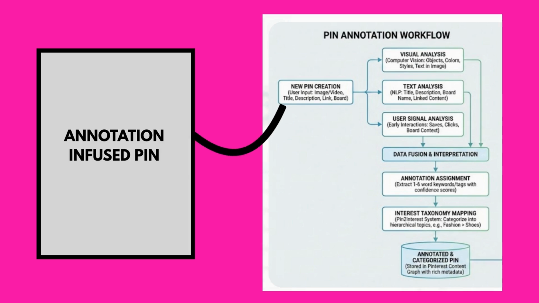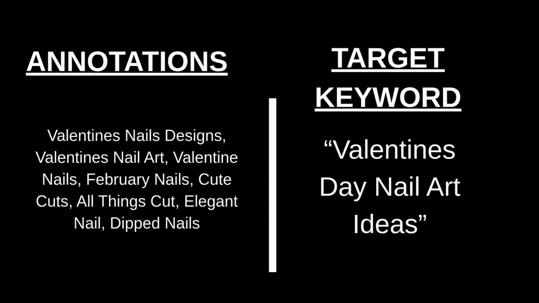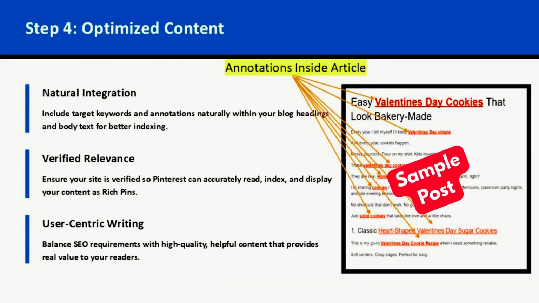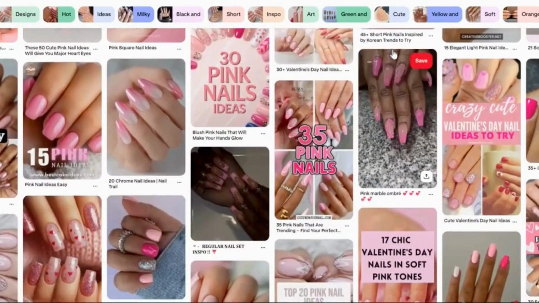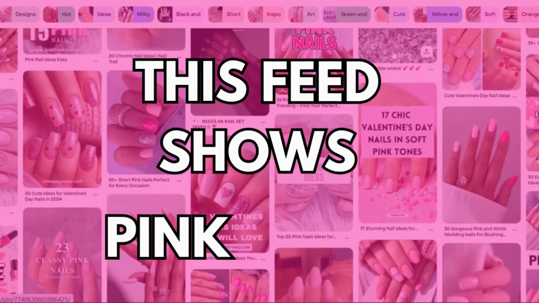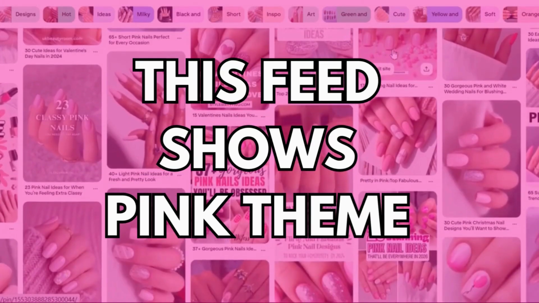Maybe I can cover this in my future videos. But for now, guys, let's stick to annotations. Once I have the annotations and target keywords, I write the blog post. I naturally include these terms in headings and content. Pinterest can read this because I have verified my site. When creating pins, I match the color themes I saw in the search results. This helps the pin blend naturally into the feed, which improves the performance.